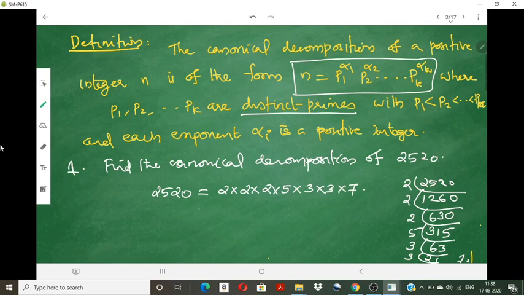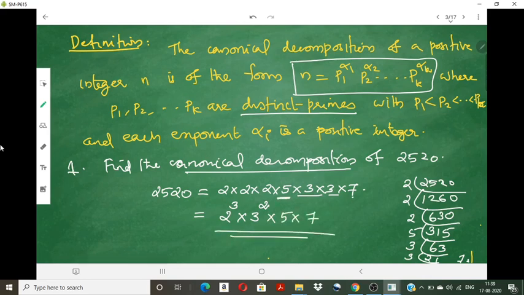Again we can write this in the canonical decomposition. First take the powers: 2 repeats 3 times, so 2 cube, into the next prime in this product, 3, which repeats twice, so 3 square, into 5 which comes only once, then 7. So the required canonical decomposition is 2 cube into 3 square into 5 into 7.